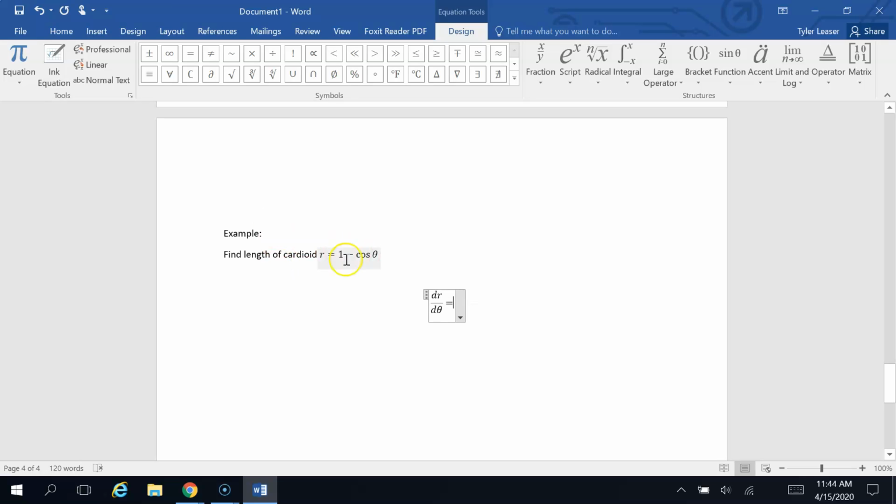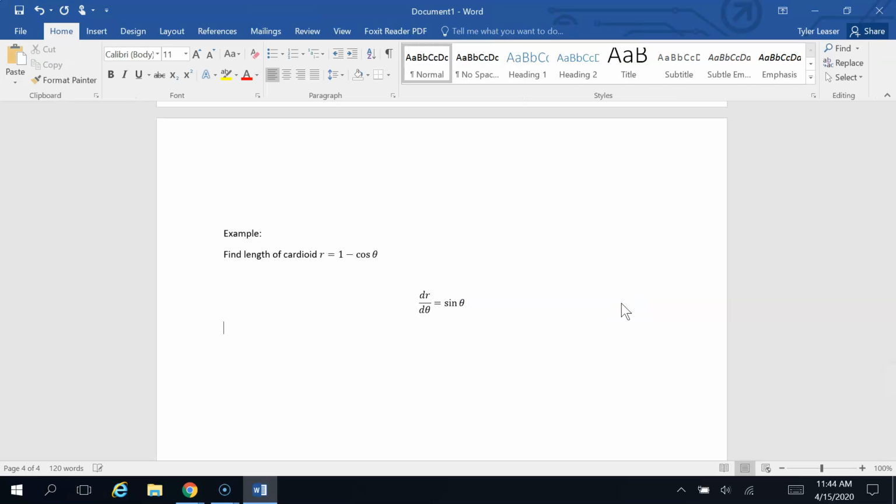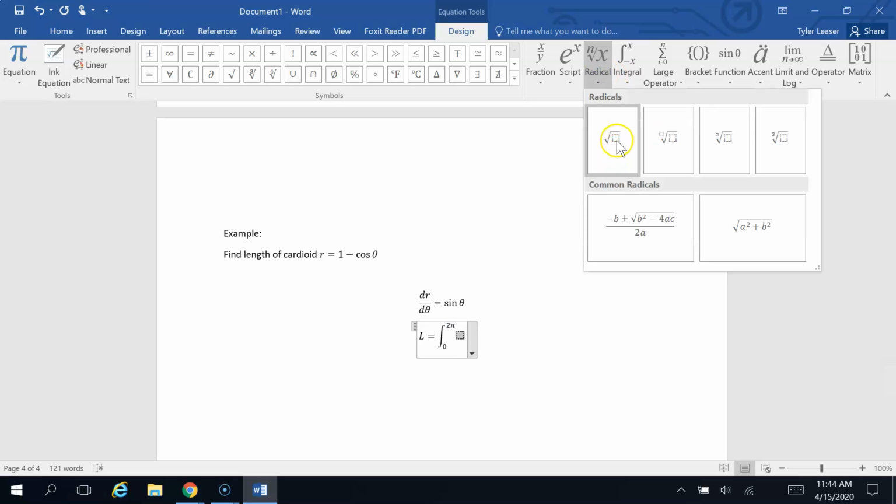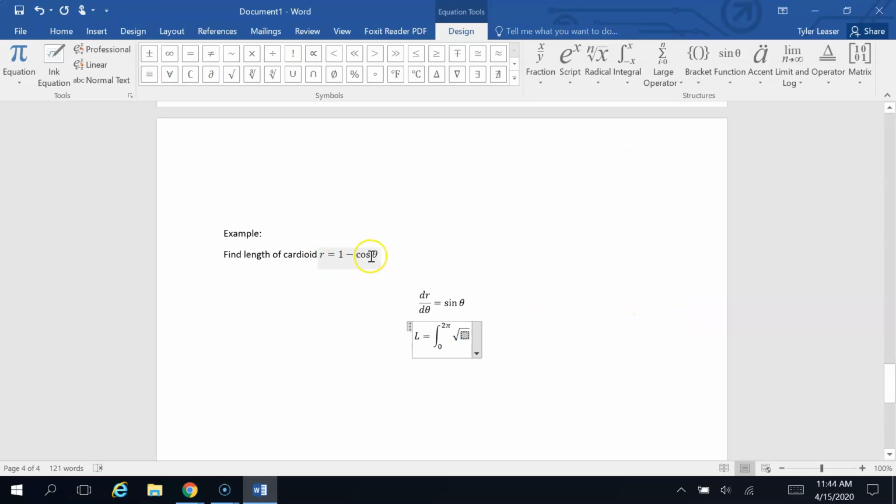All right, so that's just going to be taking the derivative of this with respect to theta, which is just sine theta. Not hard, right? All right, and then plugging it in. So now the total length is going to be the integral. You do need to be careful about your angles. We are going from 0, tracing the entire thing all the way to 2 pi. Then that's going to be the square root of your r value squared, so that 1 minus cosine theta, quantity squared, plus the derivative, which was sine of theta, squared, d theta.